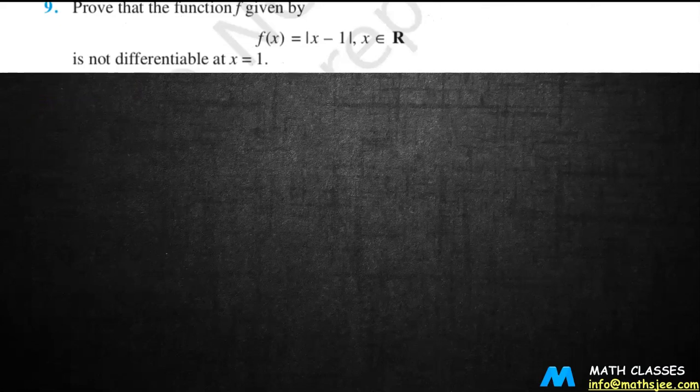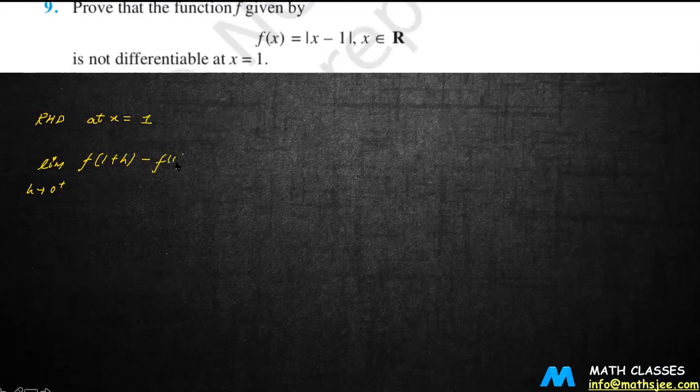For example, if you want to prove the function is differentiable at 1, first of all, you have to find out, let us say, first let us find out the right hand derivative. So the right hand derivative at x equal to 1 is given by limit h tends to 0 plus f of 1 plus h minus f of 1, and then this divided by h.